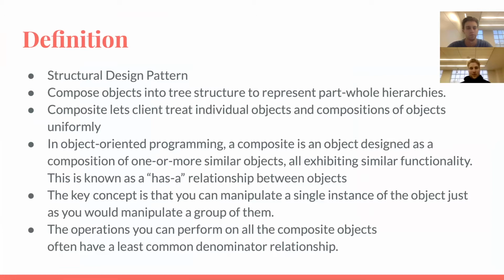In object-oriented programming, a composite is an object designed as a composition of one or more similar objects. Think of an array list of objects. The array list is a composite that holds a lot of similar objects, all exhibiting similar functionality. This is known as a has-a relationship between objects.